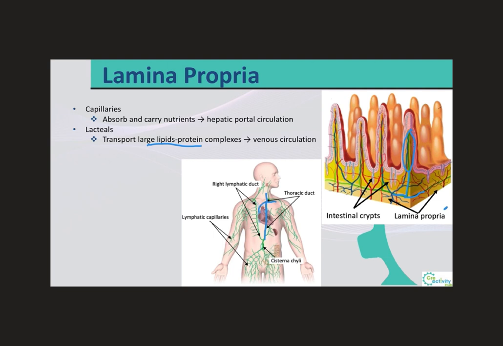Whereas the end products of the digestion of carbohydrates and proteins enter the blood capillaries that are also present in the villi, as we see on this image represented here by the red and blue structures.